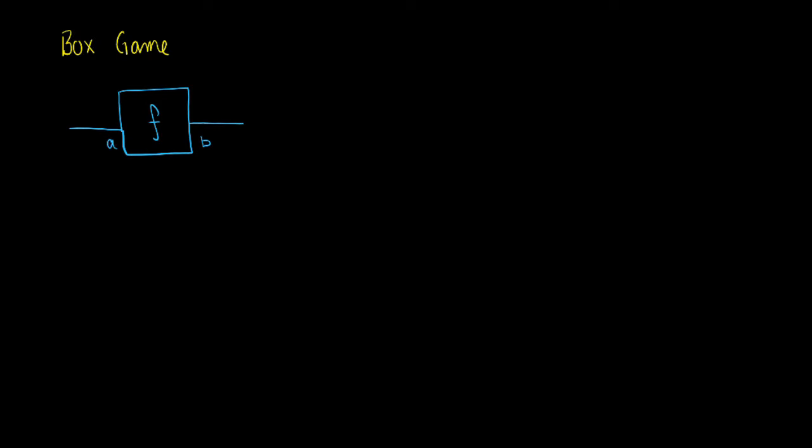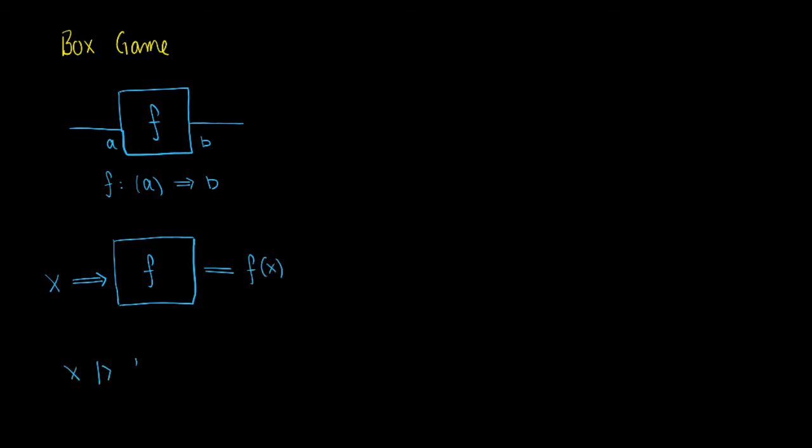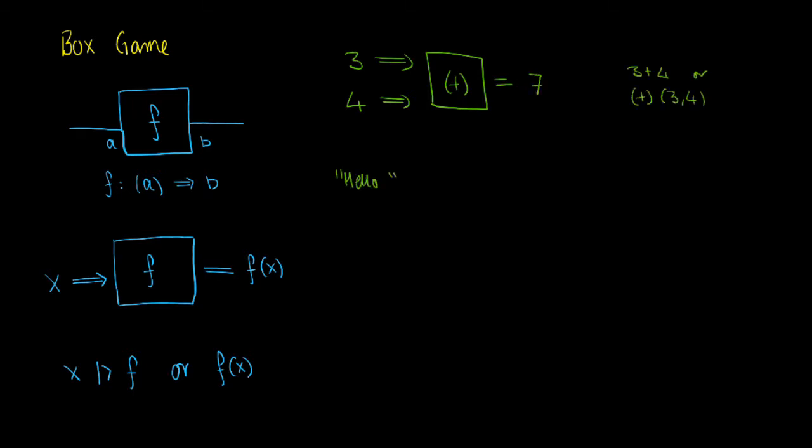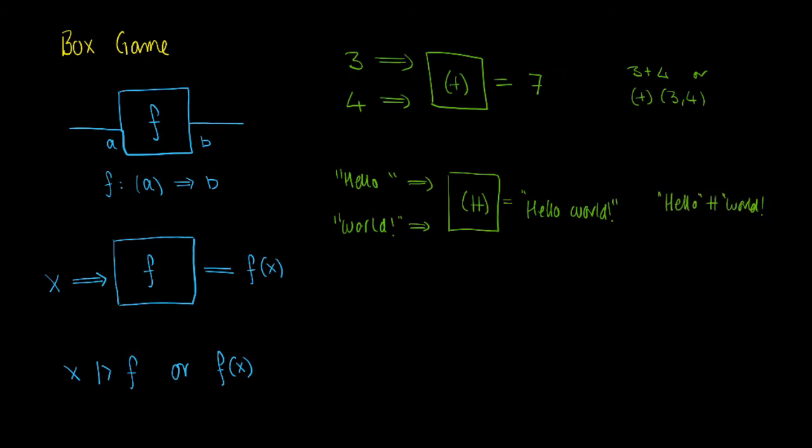In code, this will look like f has type A to B. Applying a function means connecting an input to the box and looking at its output. We'll connect an input to the function with a double arrow and the output with an equals. In code, we'll write it as x pipe into f or f of x. Some examples are 3 plus 4 equals 7, "hello" double plus "world" equals "hello world", or x goes to x applied to 3 is equal to 3. Lastly, once we've applied a function, we can simplify the diagram by just keeping the output.